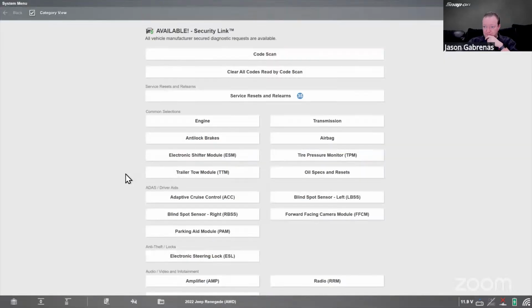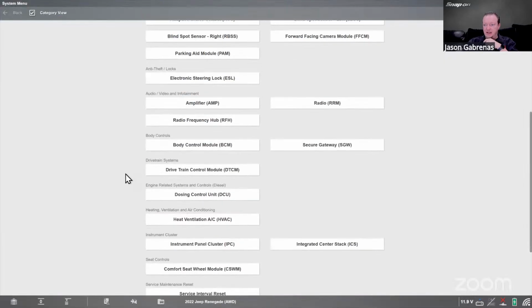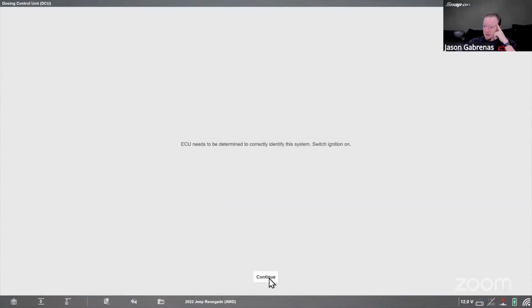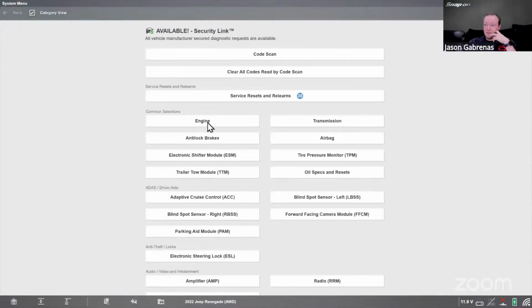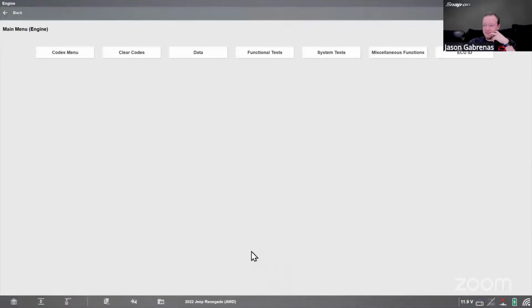Okay. And then this one does not have, has a dosing control unit. So this one does have a separate dosing control unit for that. And that's just codes and data. All the other stuff's going to be under engine.